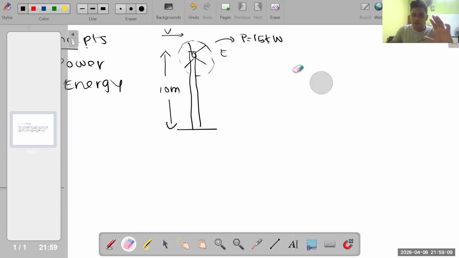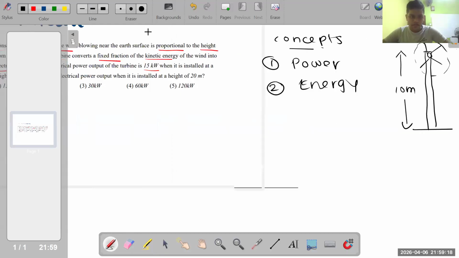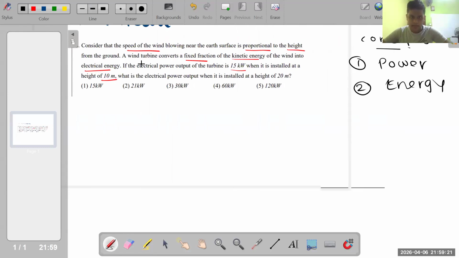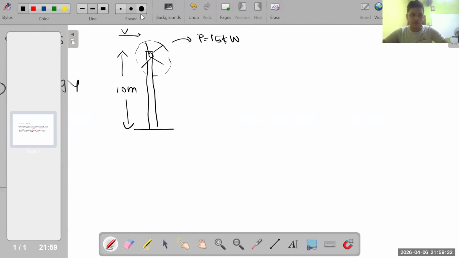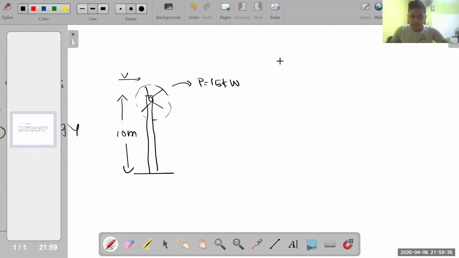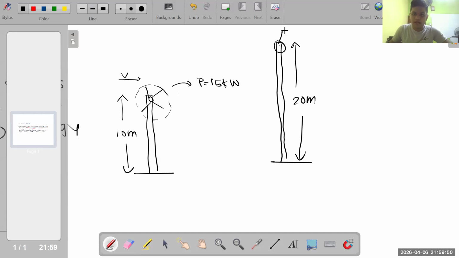Is that clear? Now you should understand what they have said from the example. They have given one instance: there is a 10-meter height turbine and it takes the wind, and when there is a wind that flows, it converts that kinetic energy into electrical energy. This is what they have said. Now, what is the question they have given? They have said the question is, when the height is doubled to 20 meters, what will be the power output.